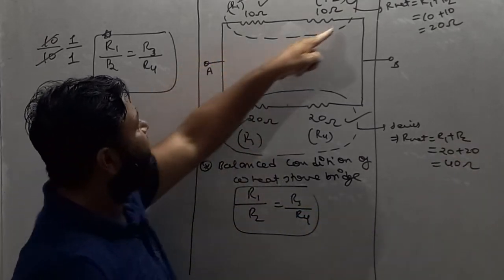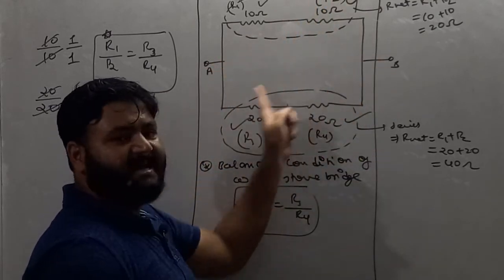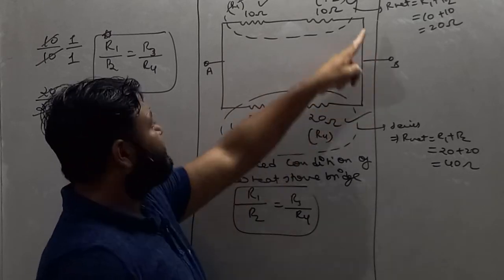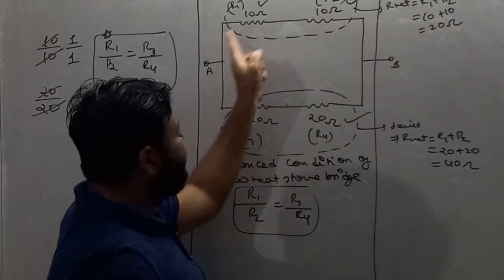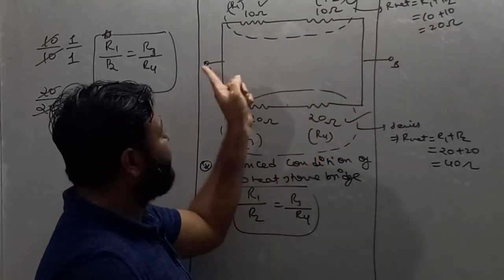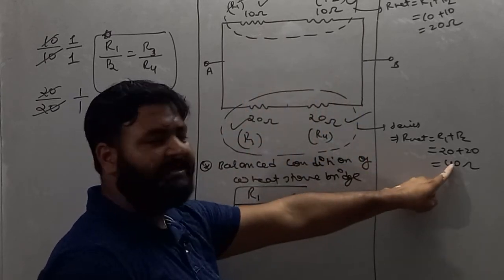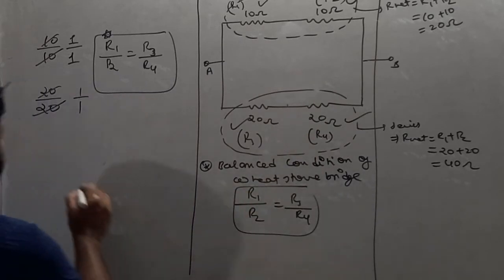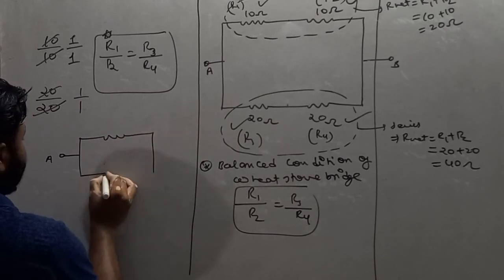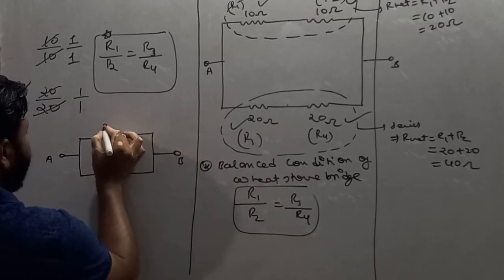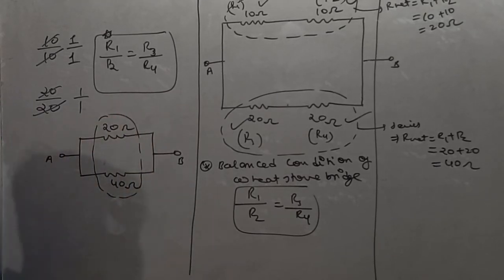Now see, my dear student, these two resistors are connected between point A and B. These two resistors are also connected between point A and B. So after removing these, we get 20 ohm and connect that resistor between point A and B. And here, we get 40 ohm, connect it between A and B. Here, this is point A, this is point B. Here it is 20 ohm, this is 40 ohm. Now see, both the resistors are in parallel.